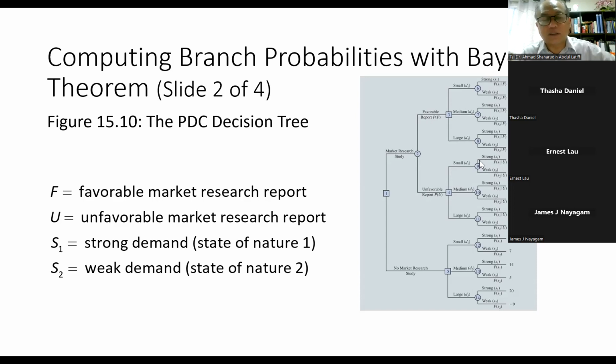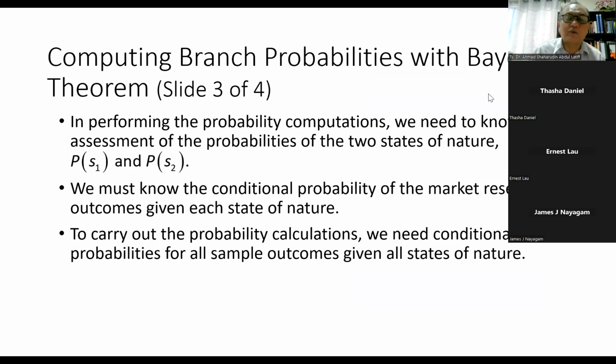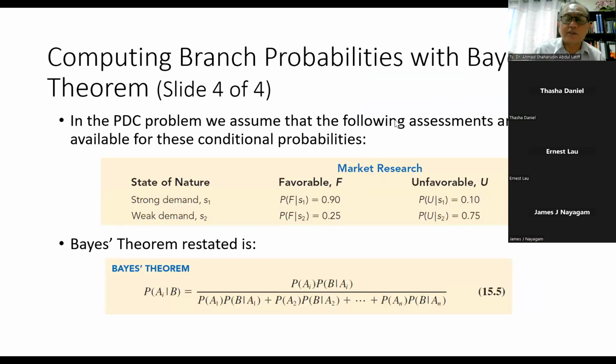So Bayes' theorem is based on conditional probability: what is the probability of A when B has occurred, or the other way around, what is the probability of B if A has happened. In case this favorable report has happened, what will the demand be, strong or weak? What is the probability of strong demand and weak demand? So this is the given formula; actually, this is Bayes' theorem. Any way you look at it, it's similar.